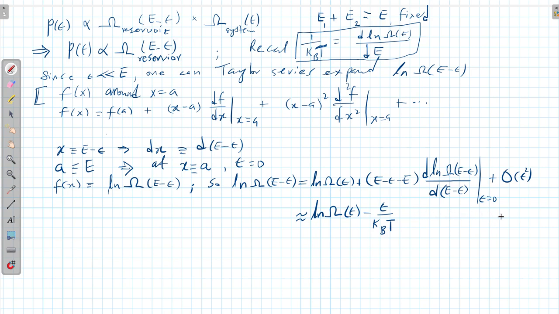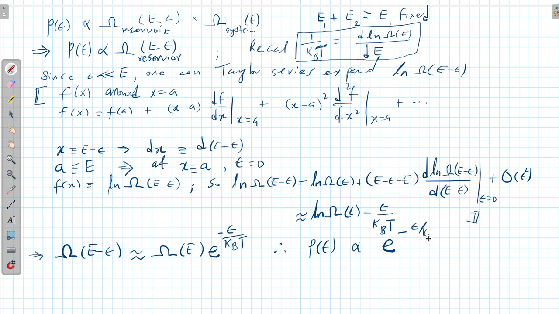So this is the Taylor series expansion. Doing the Taylor series expansion, one can see that omega, a function of E minus epsilon, is approximately omega of E times exponential of minus epsilon divided by kBT. And therefore we can write the probability of epsilon to be directly proportional to exponential of minus epsilon divided by kBT.